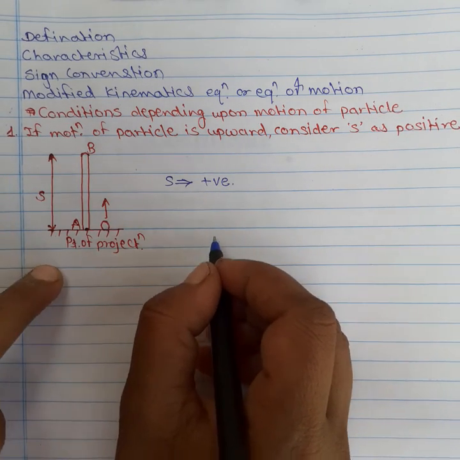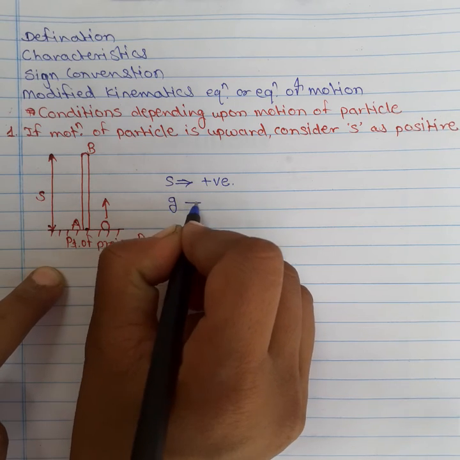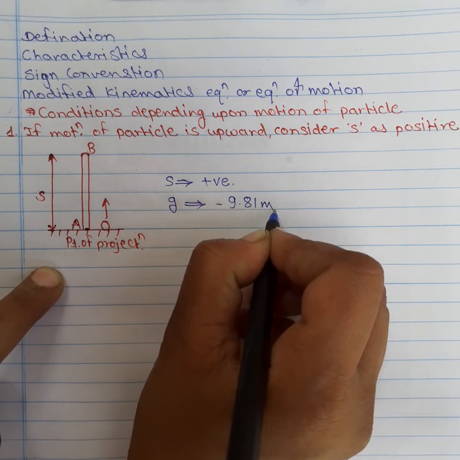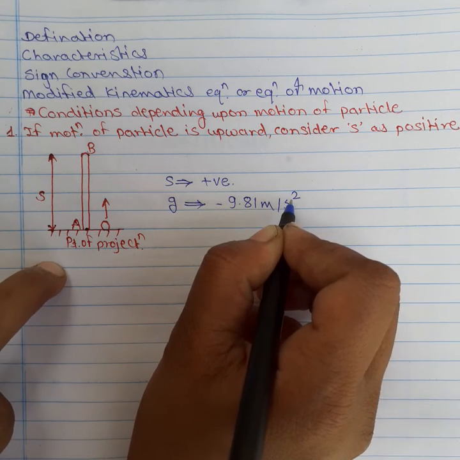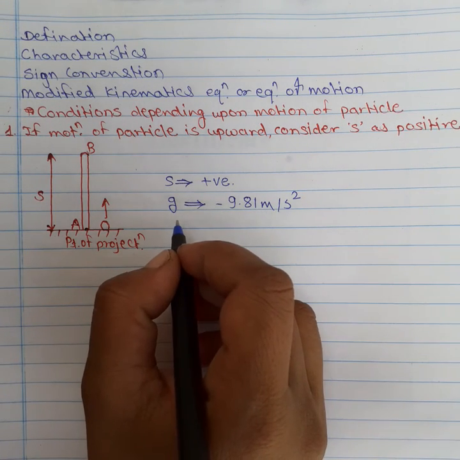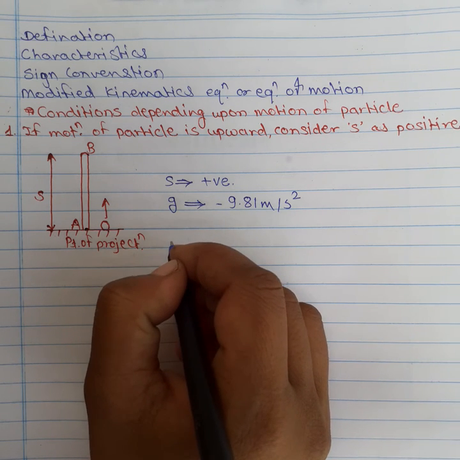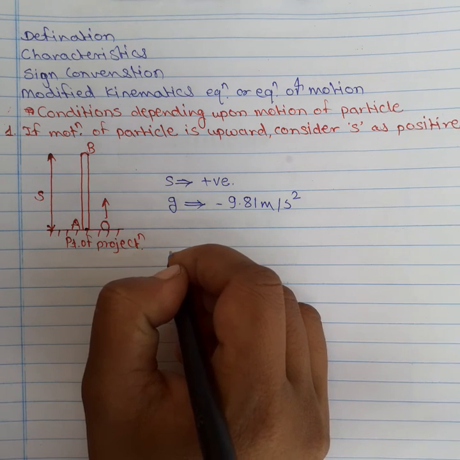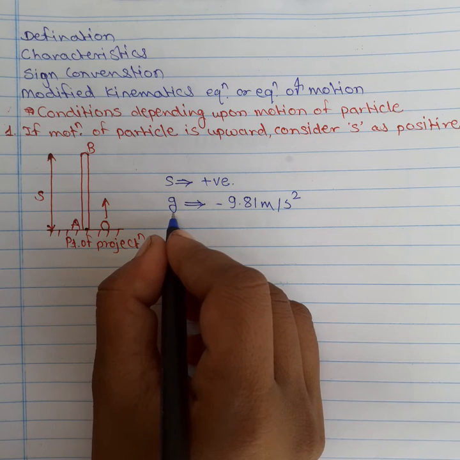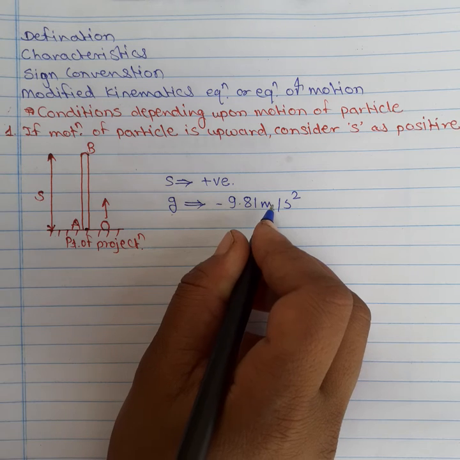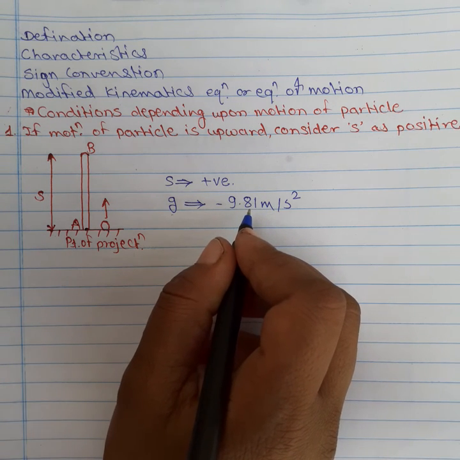And here g is always minus 9.81 meter per second square, because the gravitational force is always directed downward. That's why here g is minus 9.81 meter per second square.